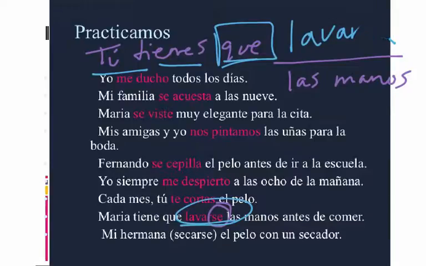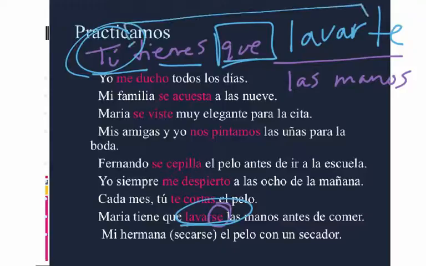I'm changing the se. And who's my subject? Tú. So what's the reflexive pronoun for that tú form? Is te. So tú tienes que lavarte las manos. Okay? This one was correct. It's just an easier one to do over here because you can actually see it change. Over here, the se stayed the same because Maria was my subject.